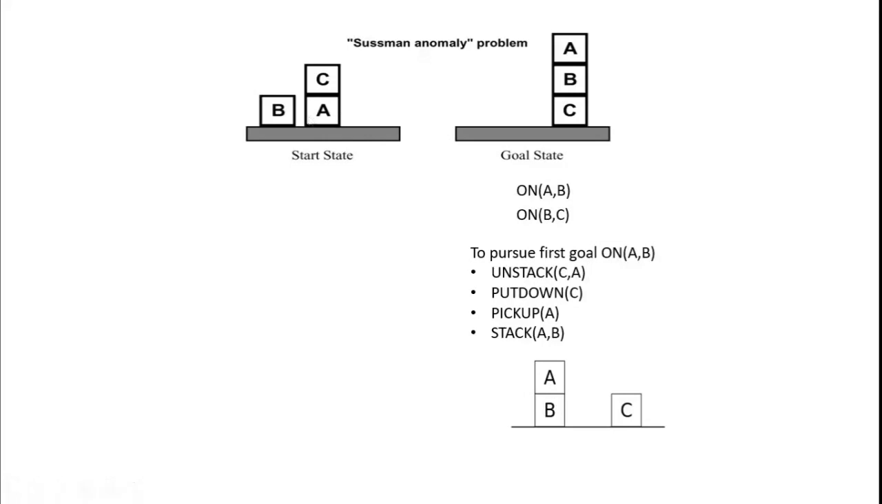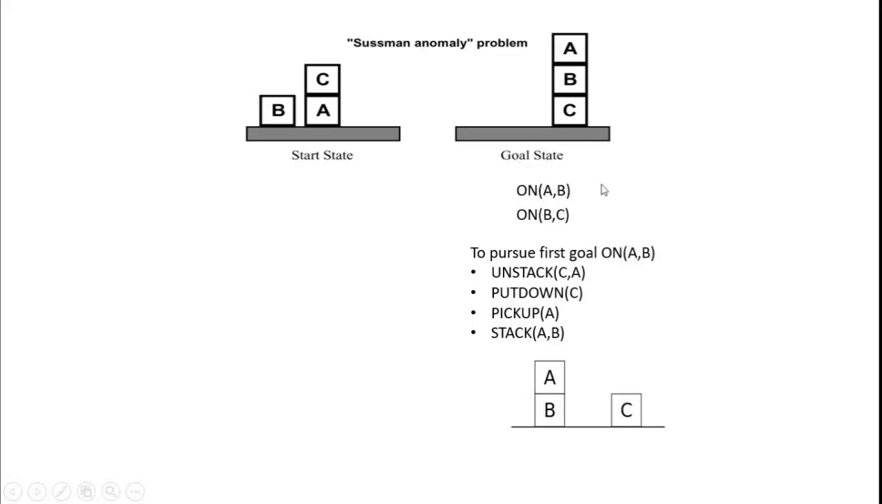The robotic arm will pick A. Then I will stack A on B. I am stacking A comma B. So in order to pursue the goal, on A comma B.